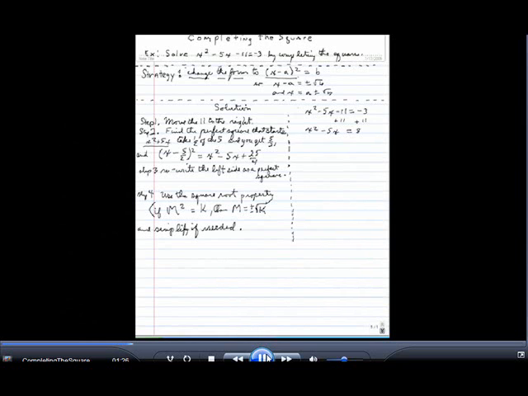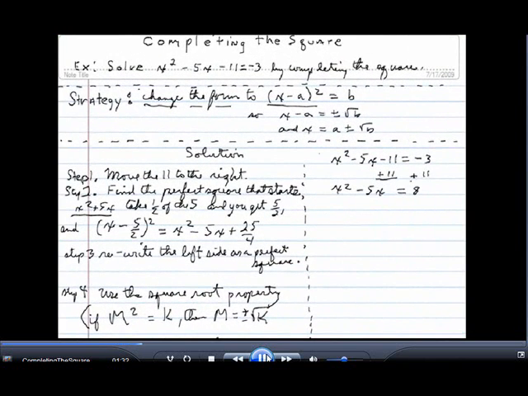Okay, here's how we solve it. Now the first step, step 1, is to move the 11 to the right side. So up here I'm adding 11 to both sides, and I get x squared minus 5x equals 8. And step 2 says find the perfect square that starts off x squared minus 5x. We've already got those terms in here, x squared minus 5x. All we want to do is add a third term so that this becomes a perfect square.